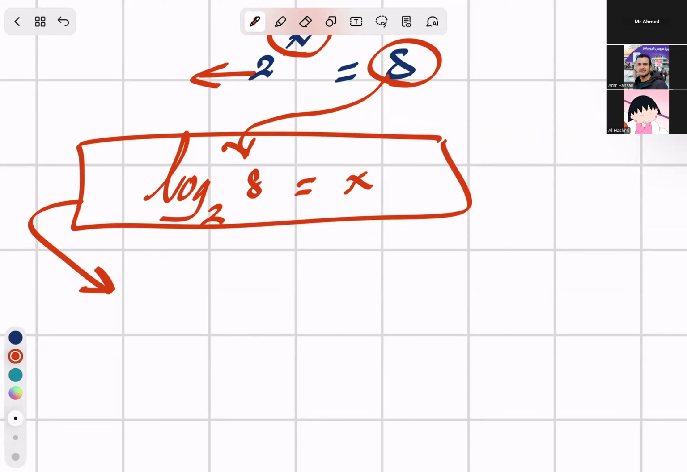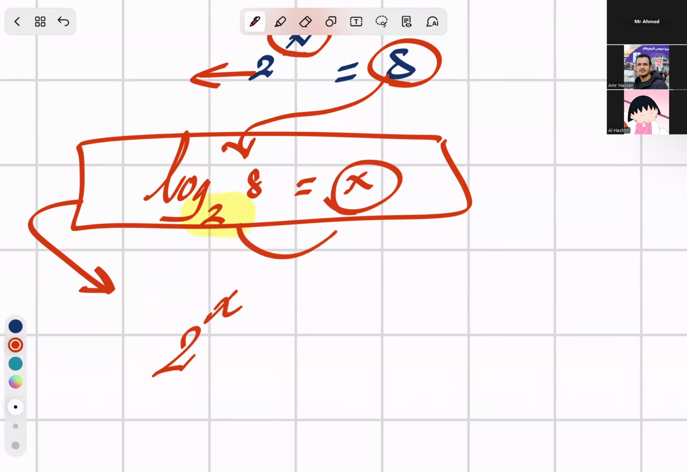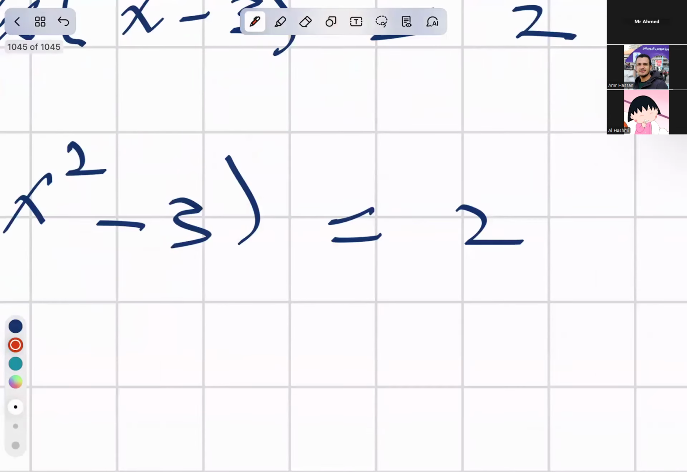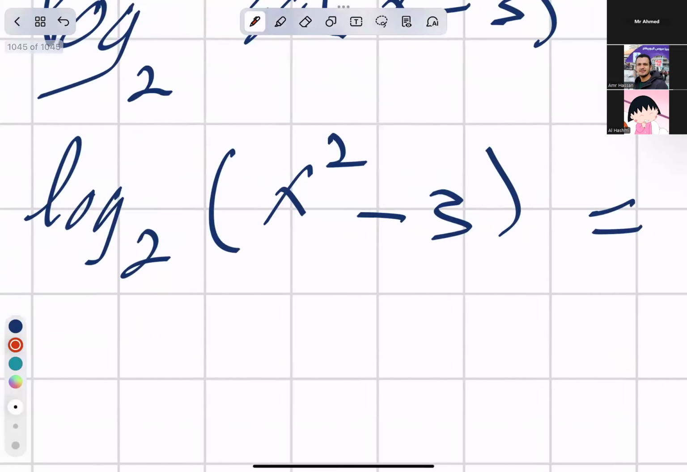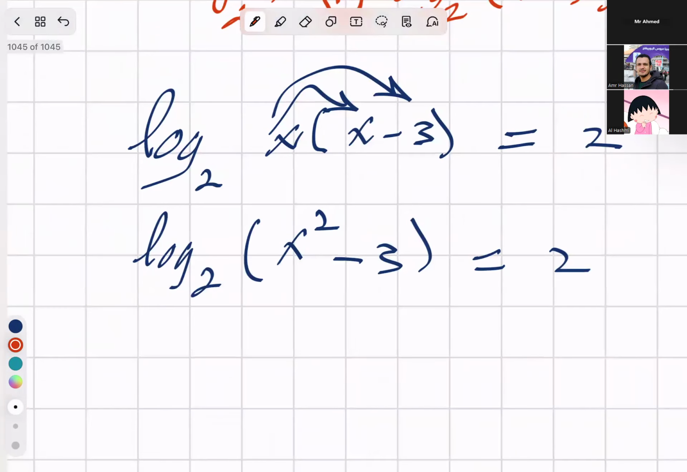So the first thing I have to do is look for the base. Where is the base? The base sounds like 2, right? So let me keep 2. So 2 to the power of x, which equals 8, right? Yes. Did you get it? So right over there, I have to do the same thing. I have to turn it from being written as a logarithm equation into an exponential equation, right?